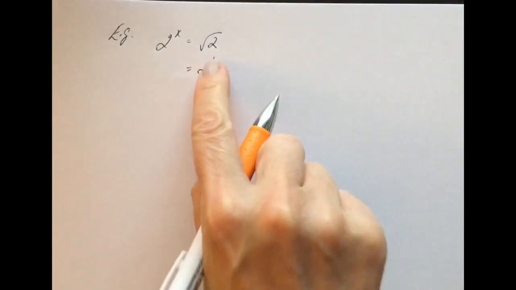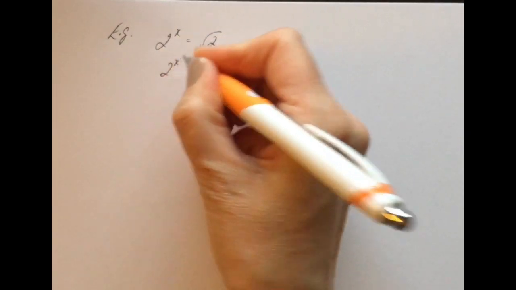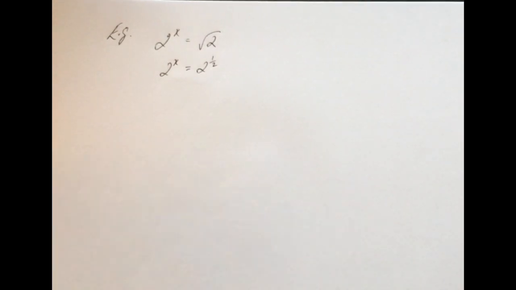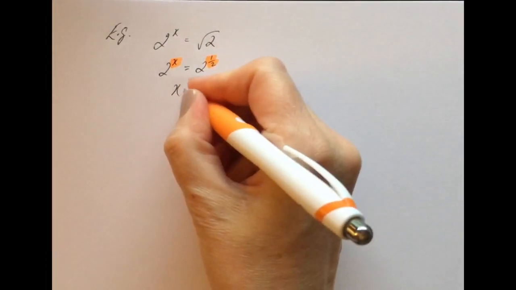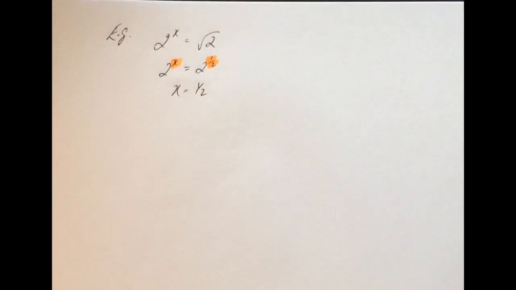So now, the right-hand side is written as a power of 2, and the left-hand side, of course, is a power of 2. So we can go straight ahead and equate the powers. And therefore, of course, x is equal to a half.